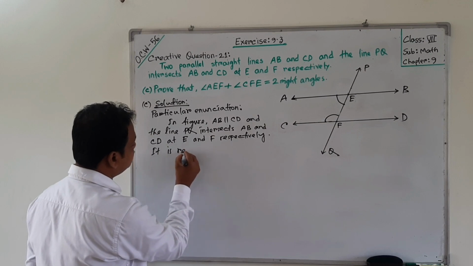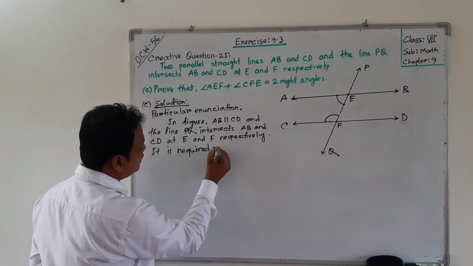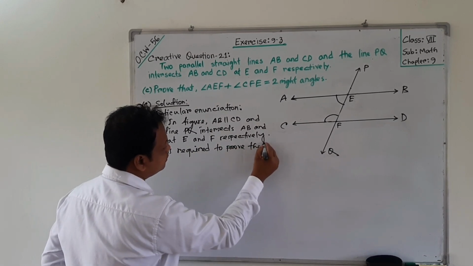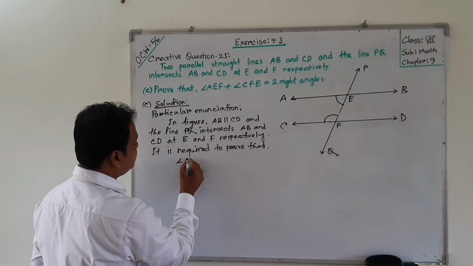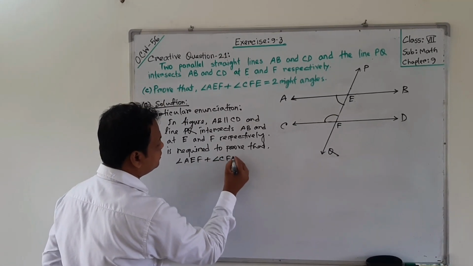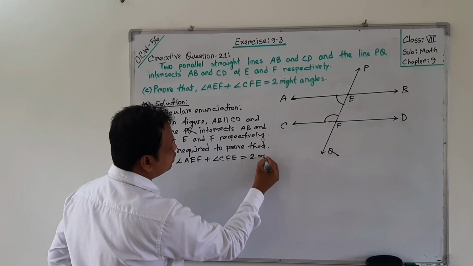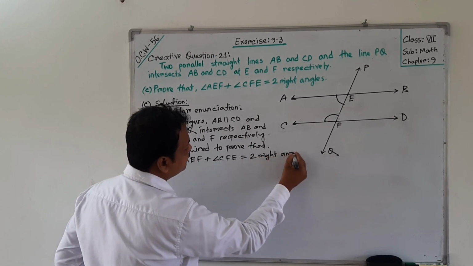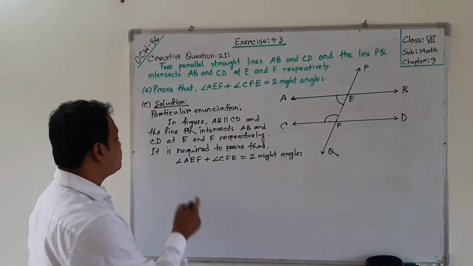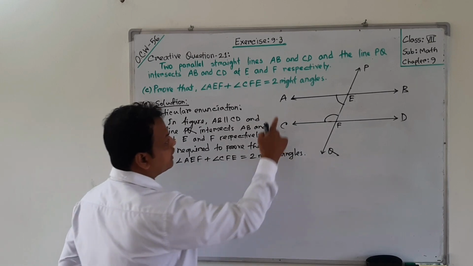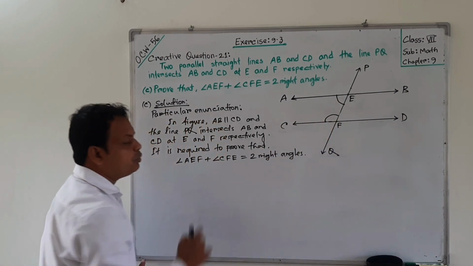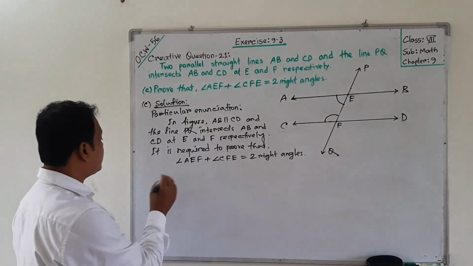It is required to prove that angle AEF plus angle CFE equals two right angles. So this is the particular enunciation. We have to prove that these two angles, AEF plus CFE, sum to two right angles. Now write the proof.